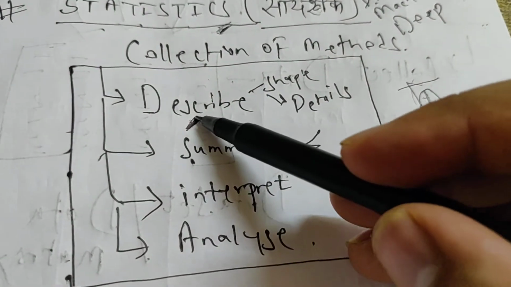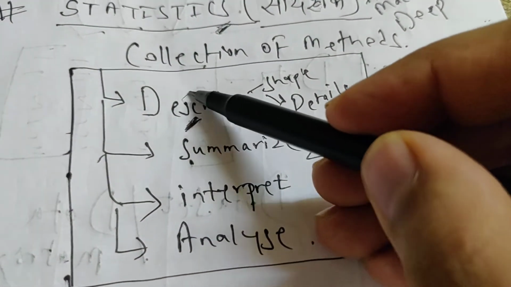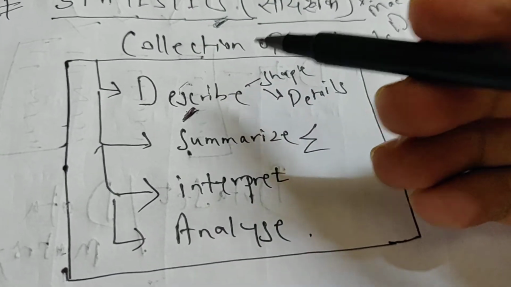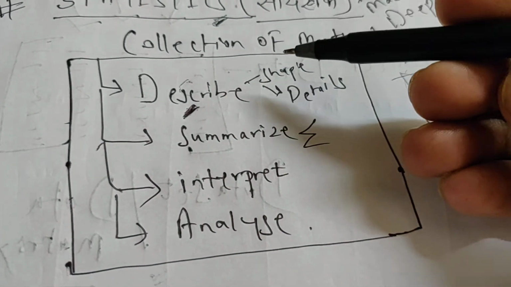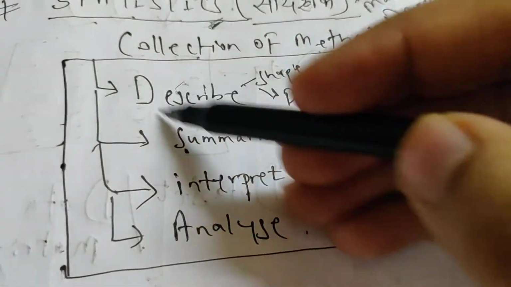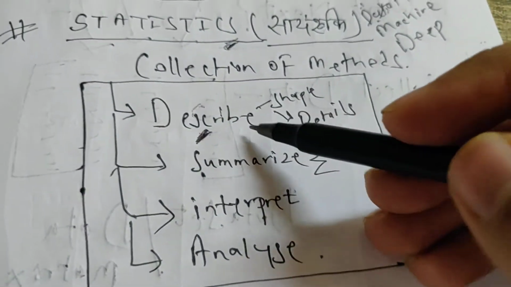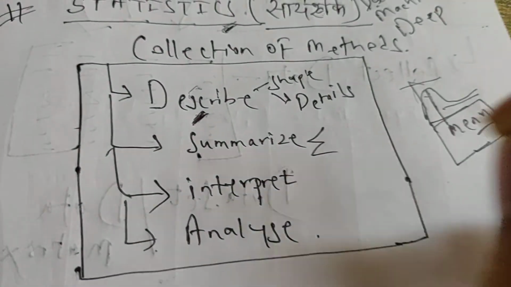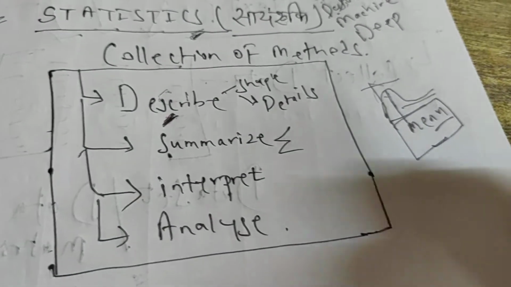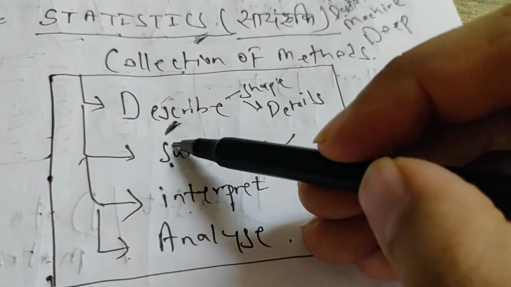If I have to describe US, I can say that US is a superpower. US has great military strength. US is a home of various technology companies. So I'm describing it, just giving an example. So statistics deals with describing the data, describing something. Whenever you have to describe something, you need statistics.